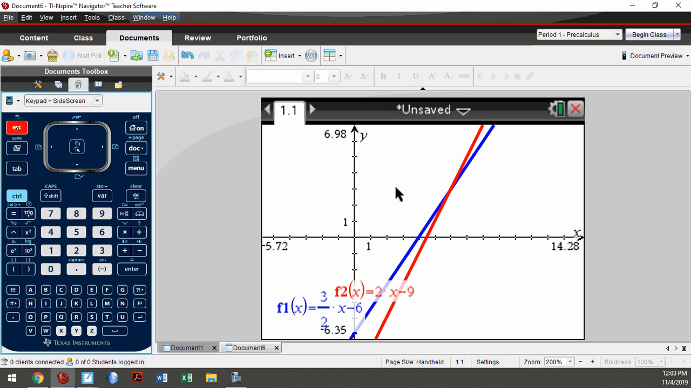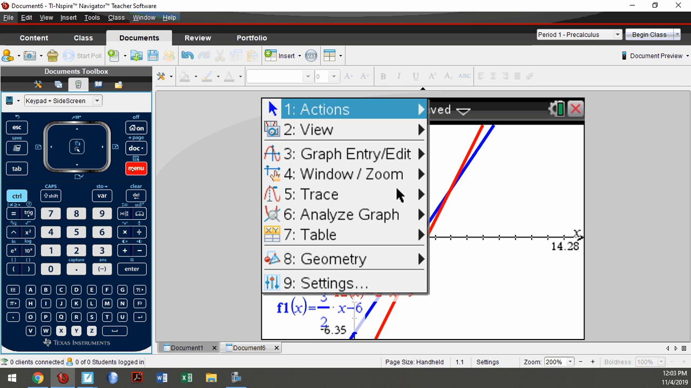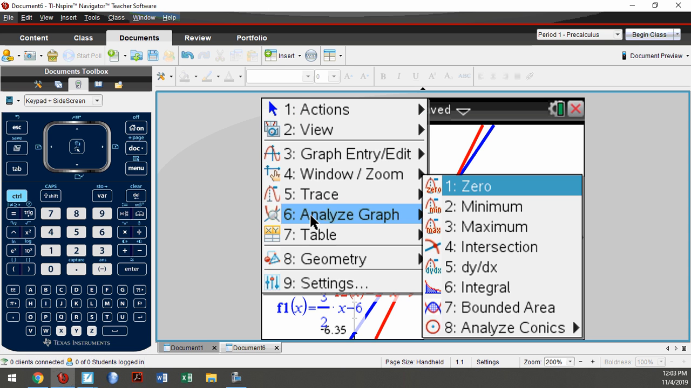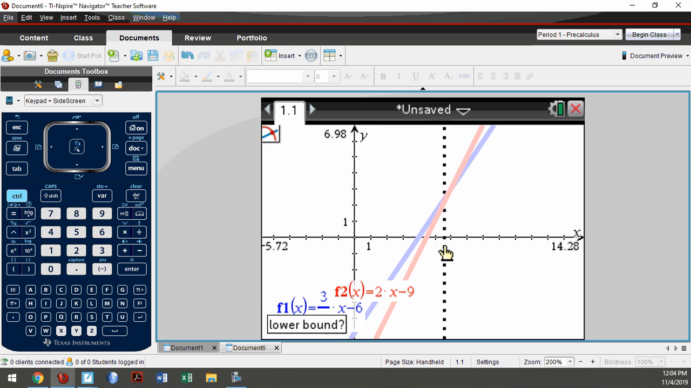Now, everybody look at me. I want everybody to hit Menu, Analyze Graph. And what do you think I want out of there? Intersection, which is number 4. Now, do you see that dotted line?